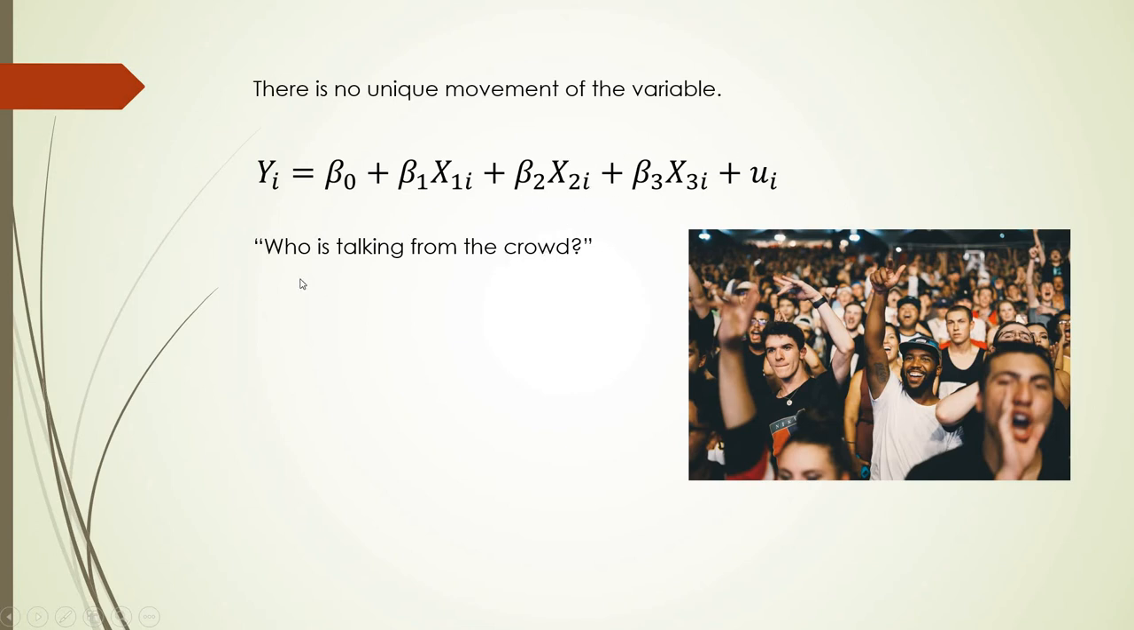It is like when you ask yourself who is talking from the crowd. You can hear a voice, but you cannot assign it to the person who is really talking. So we actually have a mixture of the influence of two variables, and we cannot decide the real influence of x2 or x3 on yi. What is the solution? I already told you: drop one of them out of the model.